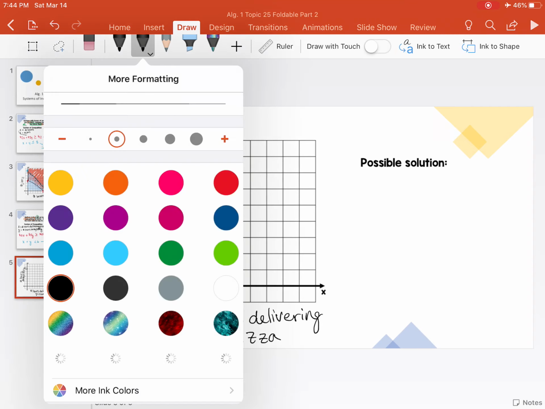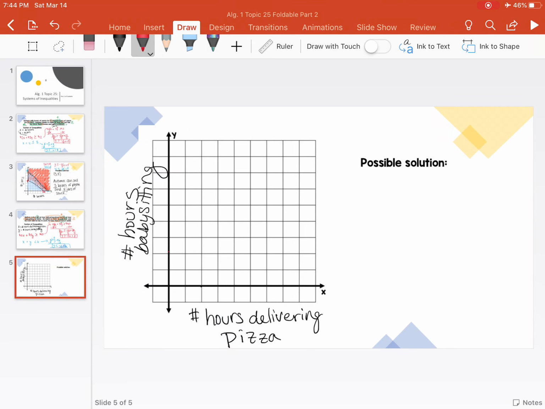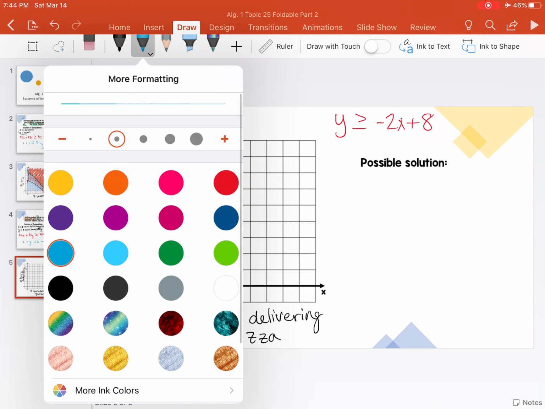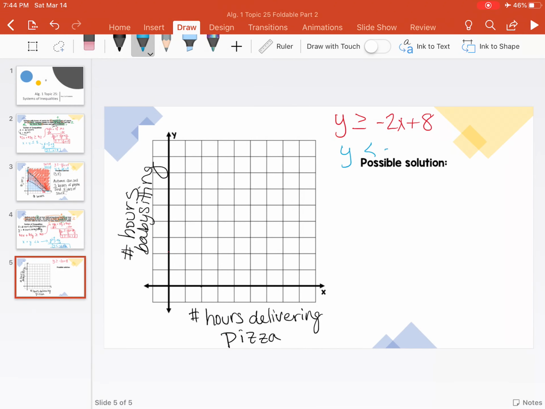So I'm going to rewrite our inequalities just so we have them for reference. We're dealing with y is greater than or equal to negative 2x plus 8. And we also have y is less than negative x plus 6. So looking at our first inequality, since y is greater than or equal to, this is going to be a solid line. And our y-intercept is 8. So we're going to count on the y-axis up 8. 1, 2, 3, 4, 5, 6, 8.